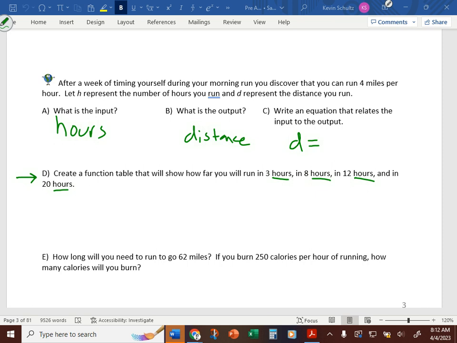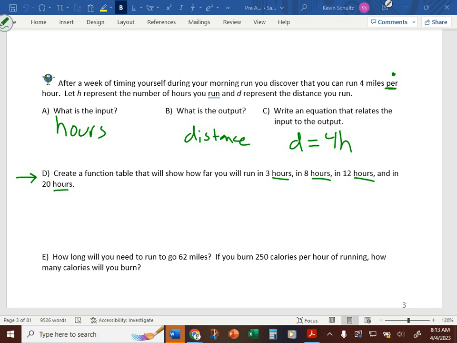Right. If you're going 4 miles per hour, you are taking whatever the hours are and multiplying by 4. Your rule for this table, your equation here, is the distance equals 4 times the number of hours that you run. Remember that word per is a sneaky little way to show that we are multiplying, right? 4 miles per hour, 4 times h. Okay?